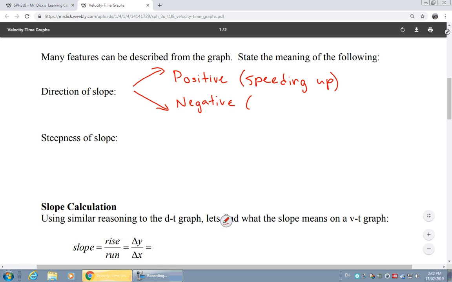Whereas a negative slope meant that we were slowing down. Beyond that, though, the slope could be really steep or it could be more gradual or shallower. And so we need to make some sense of what that is telling us as well. So let's say we have a really steep slope up or maybe a really steep slope down. So if it's steep like that, that indicates a very quick acceleration.